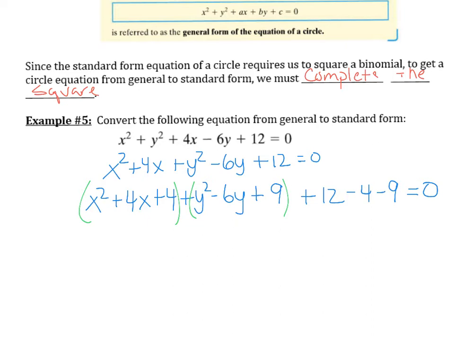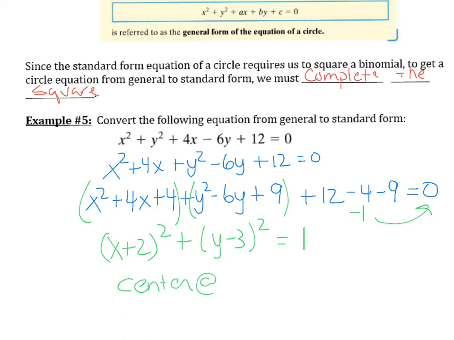So x squared plus 4x plus 4 can be written as (x plus 2) quantity squared. And then y squared minus 6y plus 9 can be written as (y minus 3) quantity squared. Then I have a net change over here of 12 minus 4 minus 9, so 12 minus 13, or a negative 1. I am going to move that negative 1 to the other side, in which case it will become positive. Now notice I have a standard form equation. I have a circle that has a center at (negative 2, 3) with a radius equal to 1.